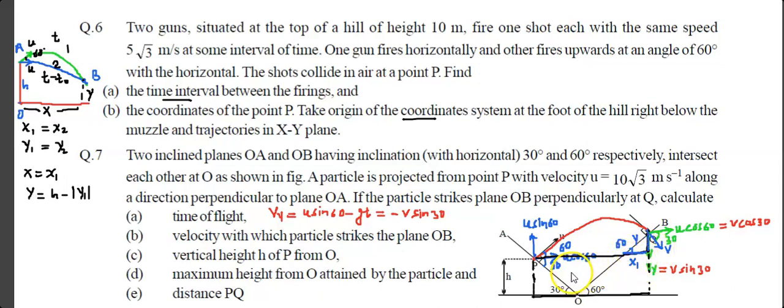And moreover, let's call it x0 for that matter. We can also find the entire distance from here to here. That's the x displacement during time t. So x is equal to u cos theta into t. t we have calculated, so x will be known to us, and x0 will be known to us. By subtracting these two, we can find the value of the length from here to here.